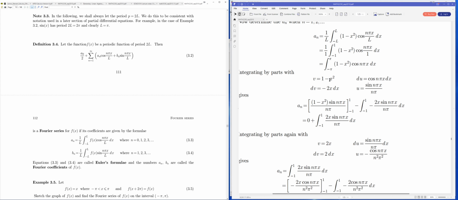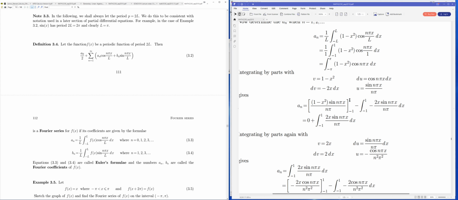Okay, so I choose v is equal to 1 minus x squared. The du is equal to the cos n pi x dx, right? Differentiate to get the dv, and integrate here to get the u. And here I just use the uv minus the integral of u dv, which is this here.